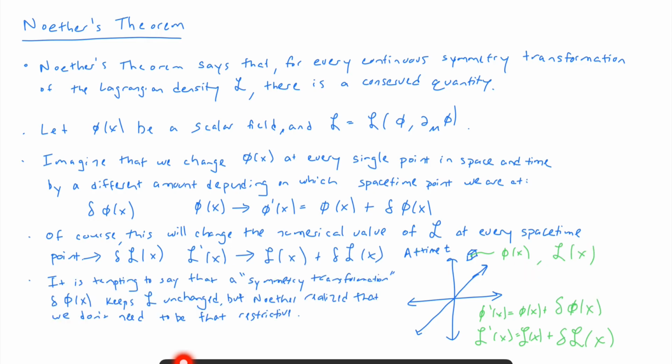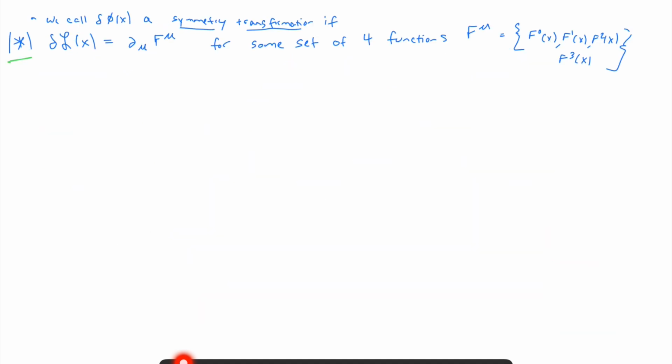Now, it's tempting to just say Noether's theorem says that if you have a symmetry transformation, you transform this phi of x to a new phi of x, and the Lagrangian is totally unchanged. But Noether realized you don't actually have to be that restrictive. You don't have to say we're only going to talk about symmetries where you change phi of x and the Lagrangian is entirely unchanged. Here's what Noether realized, and this ends up resulting in a very important conserved quantity.